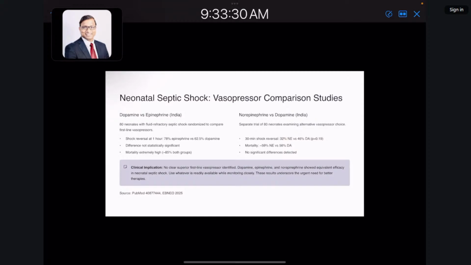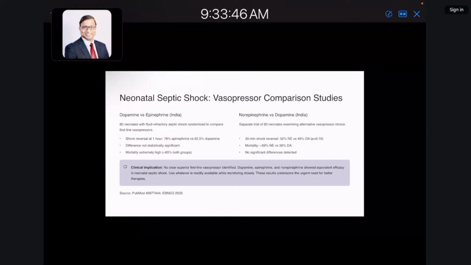Then coming to the recent studies on neonatal septic shock for the inotropes, as the Wadia team has recently presented well. The trials comparing dopamine, epinephrine and norepinephrine in neonates with septic shock found that there is no clear superior first-line vasopressor.